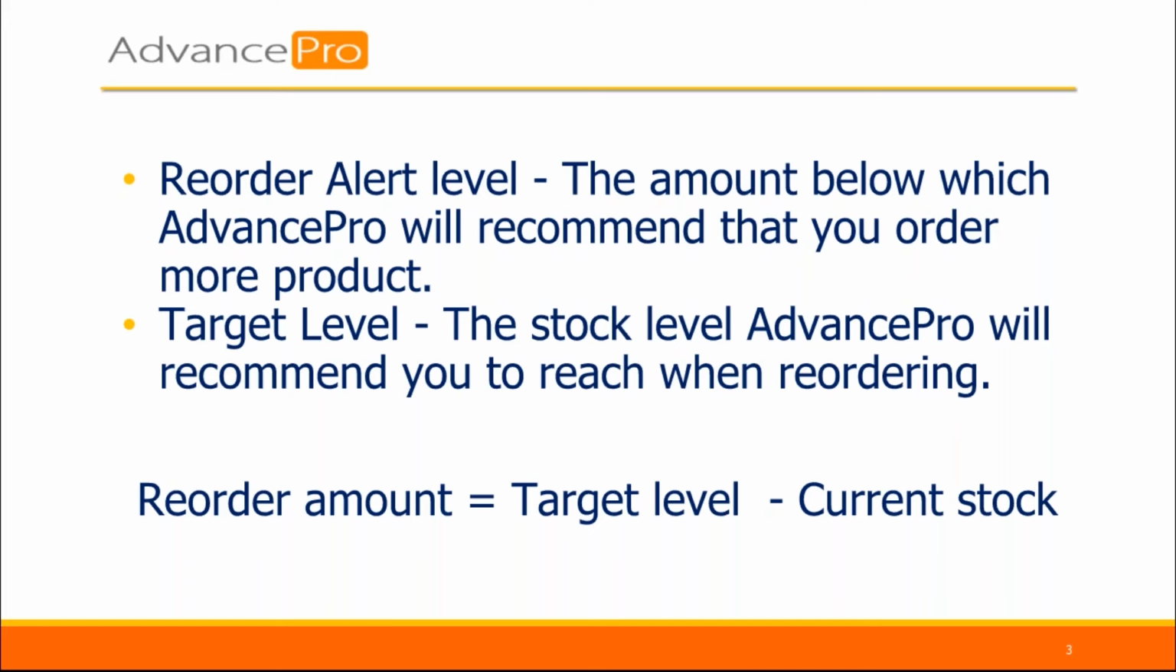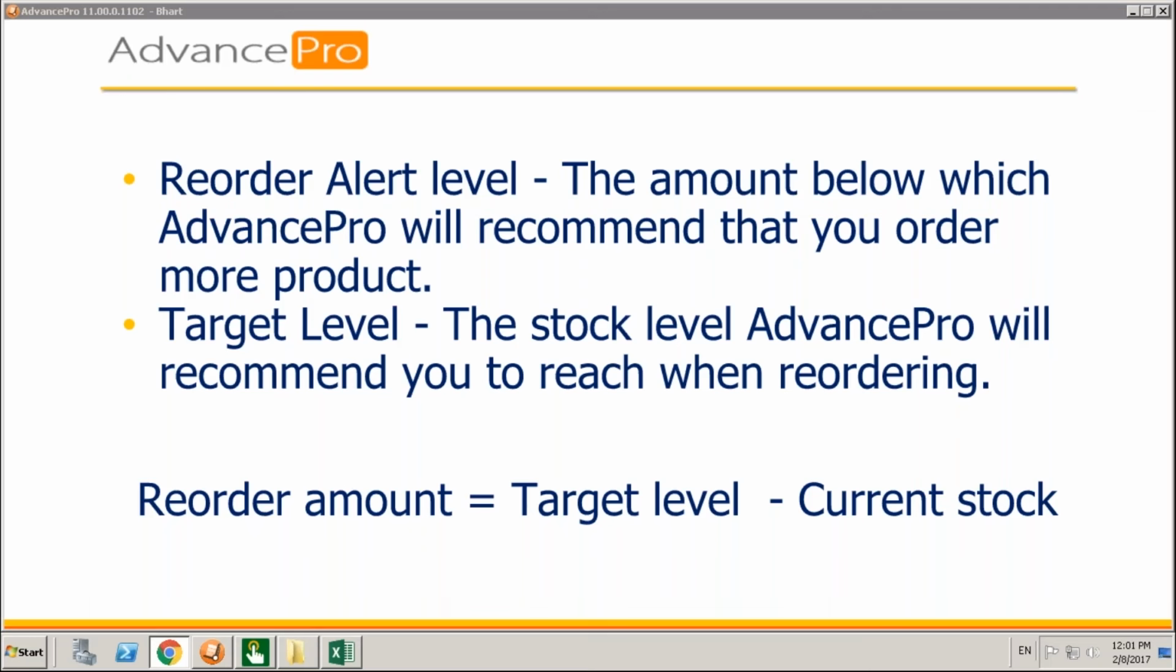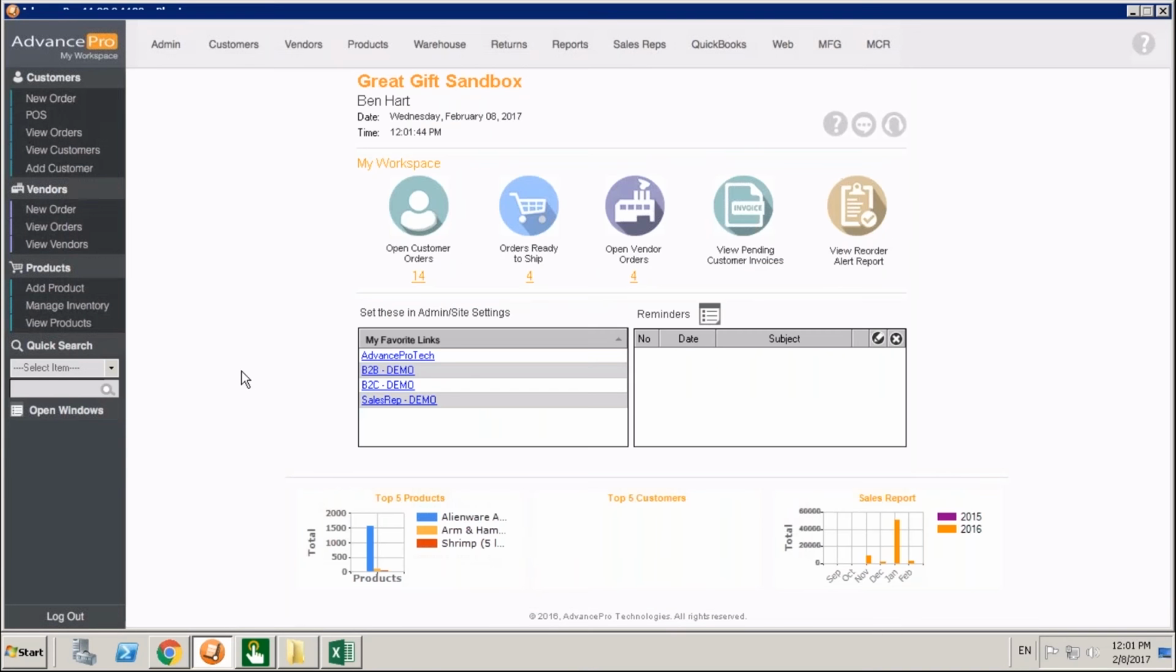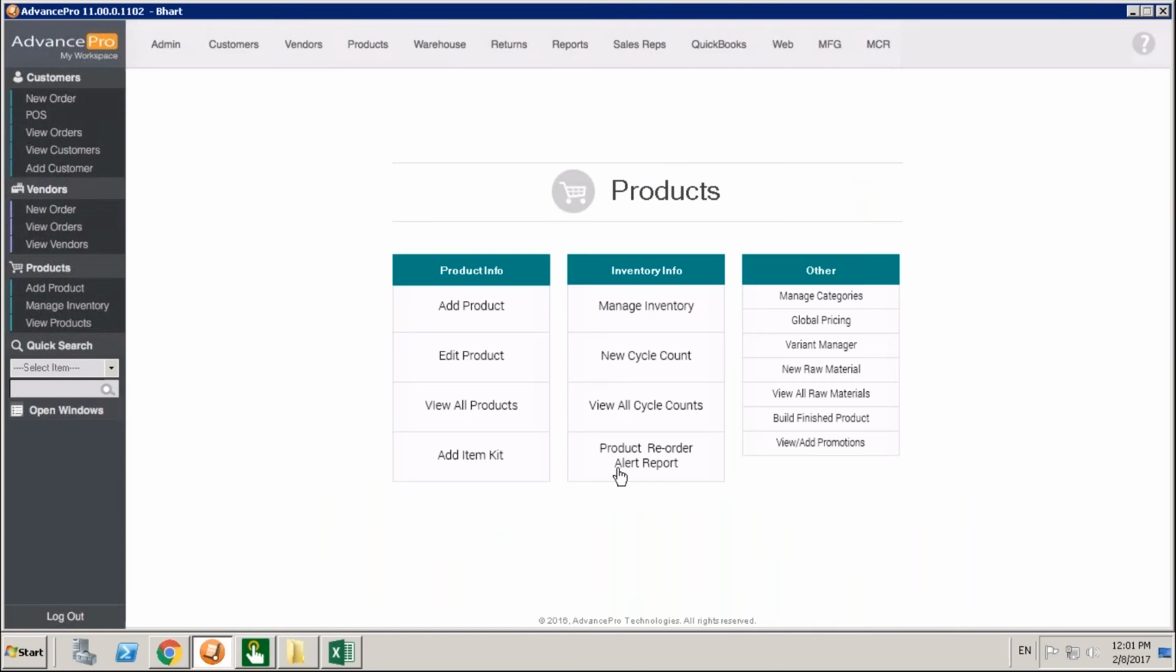And the target level is the amount that AdvancePro will recommend that you order enough product to reach when you're reordering. So the amount that AdvancePro will recommend when you order is equal to target level minus current stock. And if the product is purchased using a unit breakdown, then it will divide out accordingly to give you the right number of cases. I should also mention that you can set different reorder points for each product in each warehouse.